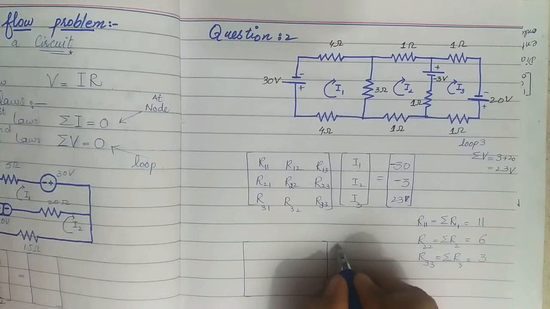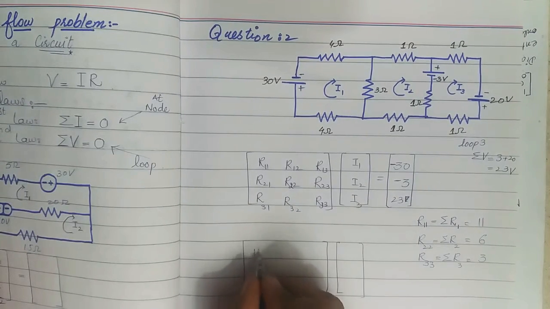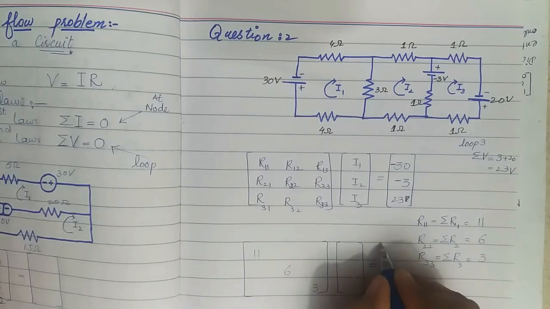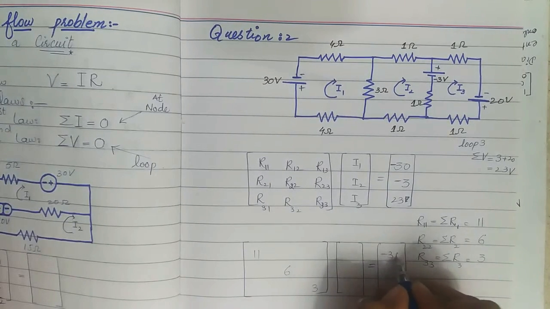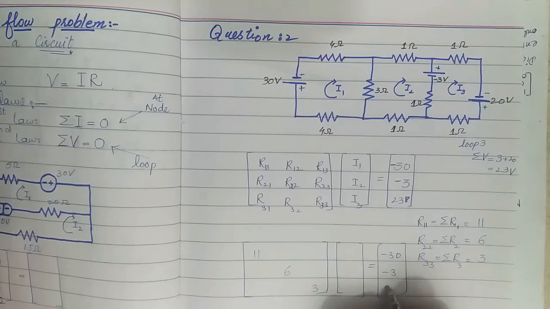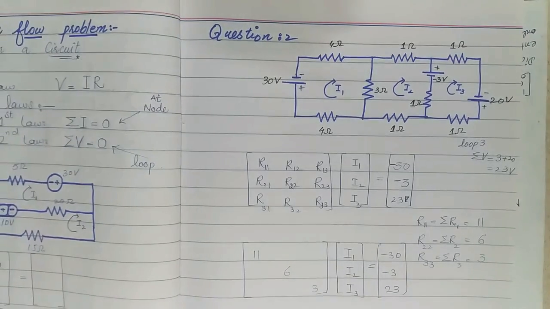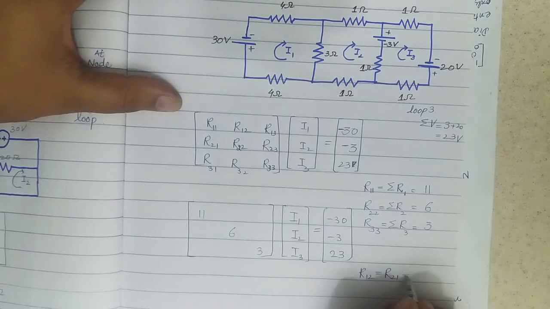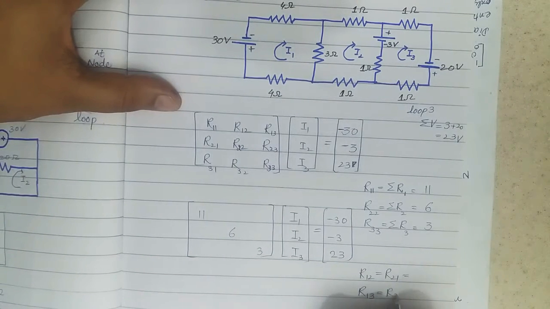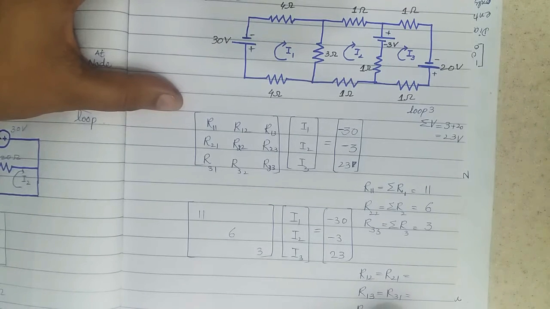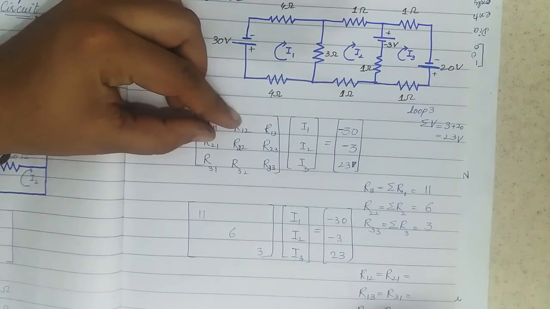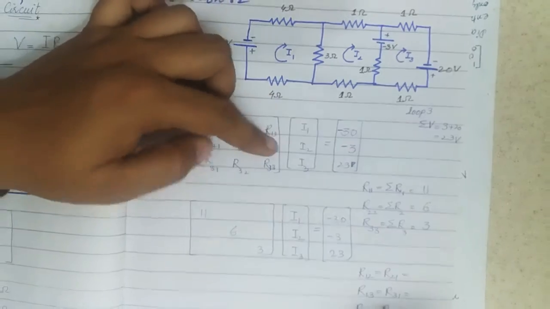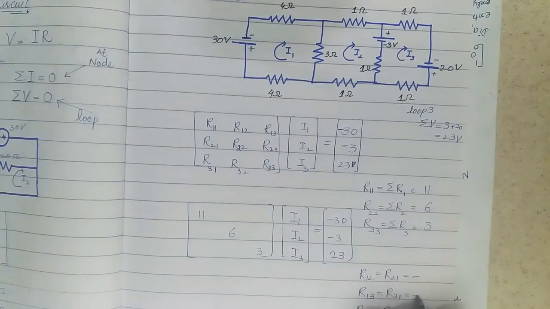So the diagonal elements are 11, 6, 3. The right hand side is minus 30, minus 3, and 23. Unknowns are I1, I2, and I3. Now we are talking about R12 equal to R21, R13 equal to R31, and R23 equal to R32. Means the remaining are 6 elements, and all will be with the negative sign.